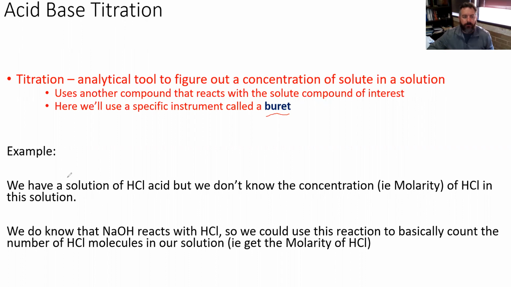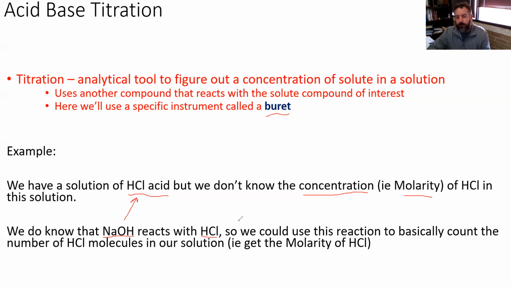Okay, so here's an example of a problem that can be solved using a titration. Let's say we have a solution of hydrochloric acid, but we don't know the concentration. Another word for concentration is molarity. What we can do is use a compound that reacts with the hydrochloric acid. We know that bases react with acids, so we can use a compound called sodium hydroxide, a strong base, to react with the hydrochloric acid.